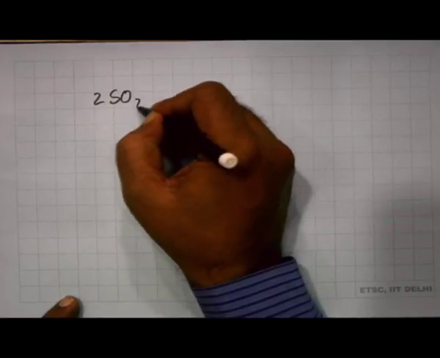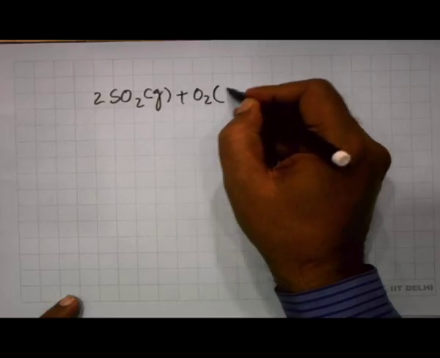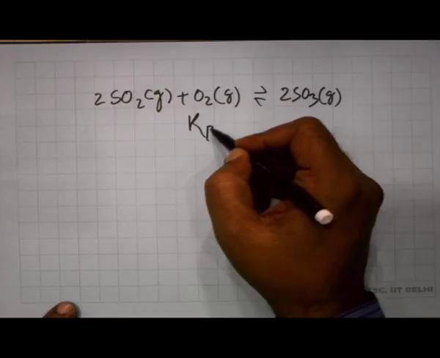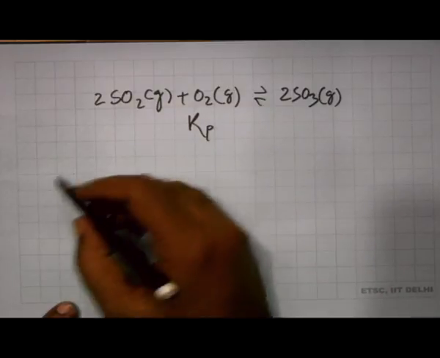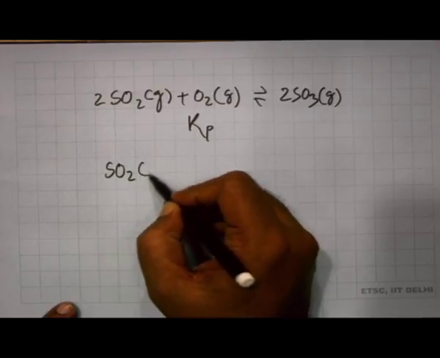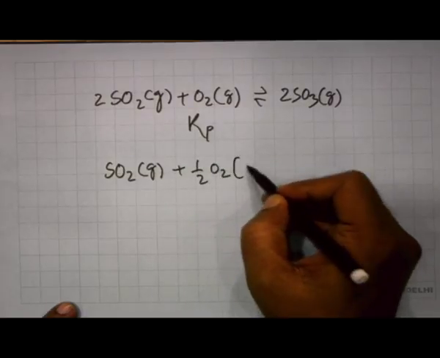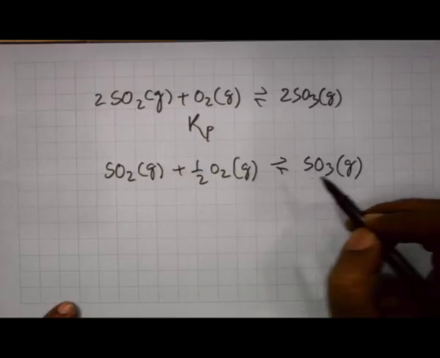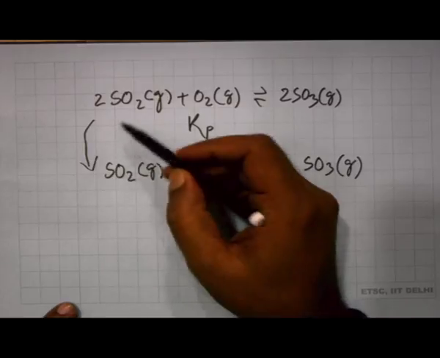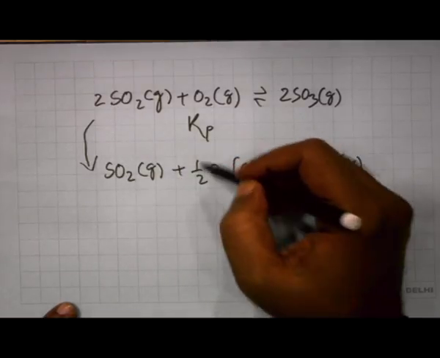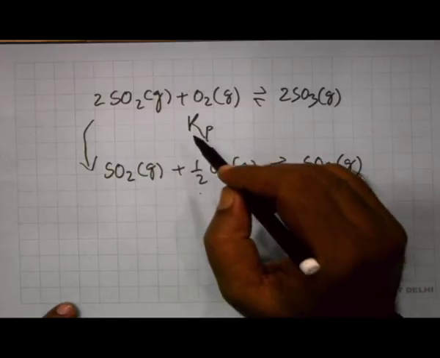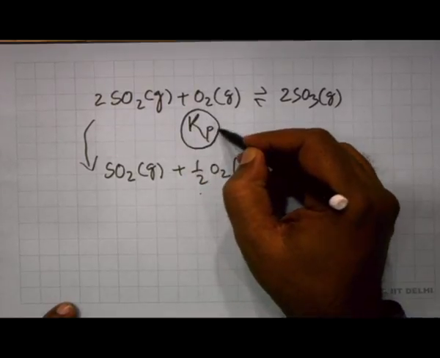I will take the same reaction. So, 2SO2 gas plus O2 gas giving 2SO3 gas, and I told you that suppose the equilibrium constant is Kp. Now, suppose I take this stoichiometry: SO2 gas plus half O2 gas giving you SO3 gas. Now, you see the only thing that has changed is that now I am saying 1 mole of SO2 is reacting with half mole of O2 to give you SO3. The reaction is the same, the stoichiometry has changed. Now, you will have a different value of Kp.